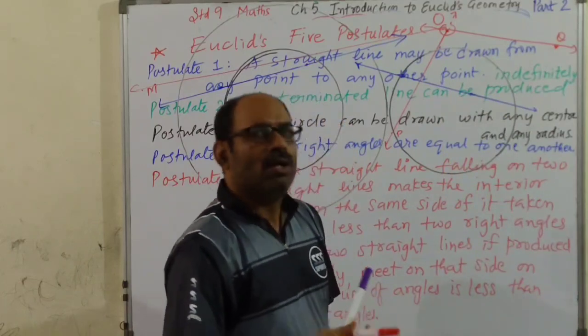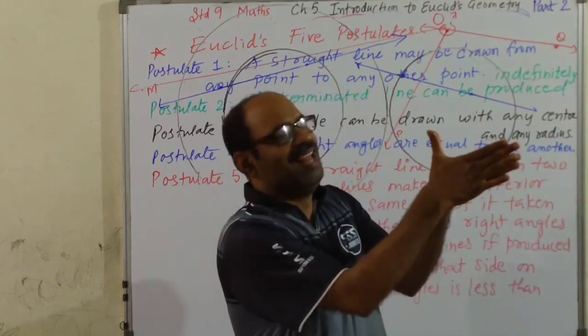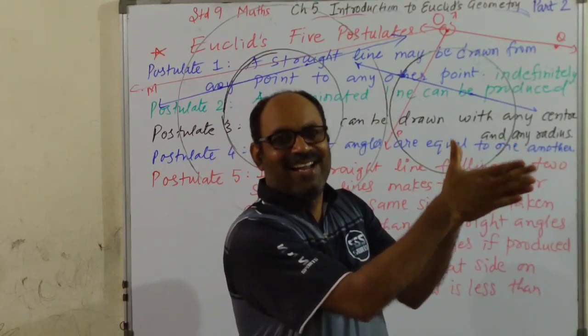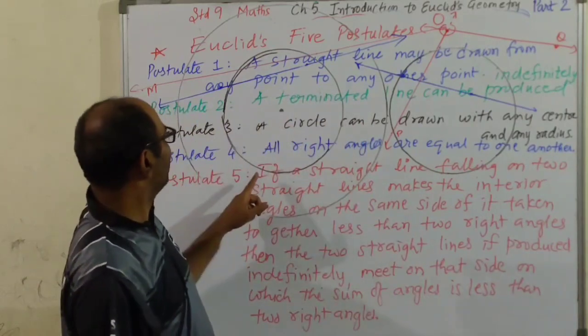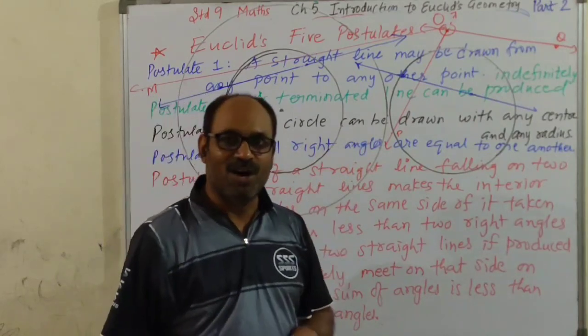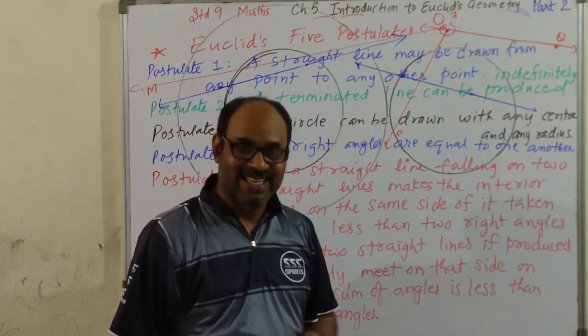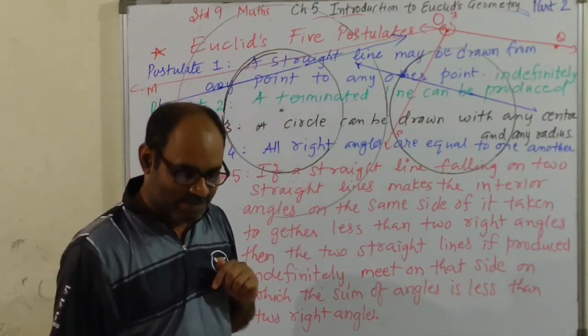So take two right angles, take five, take ten. They will coincide. So all right angles coincide. That means they are equal. So that is the statement of Postulate 4: all right angles are equal to one another. Alright, so the first 4 postulates are very simple.